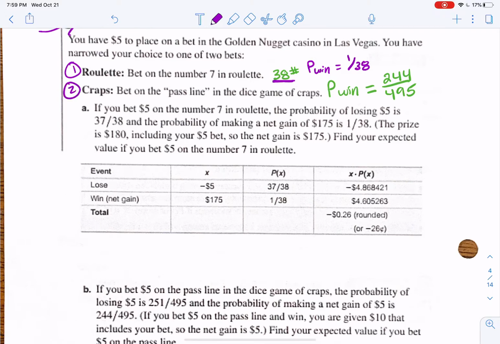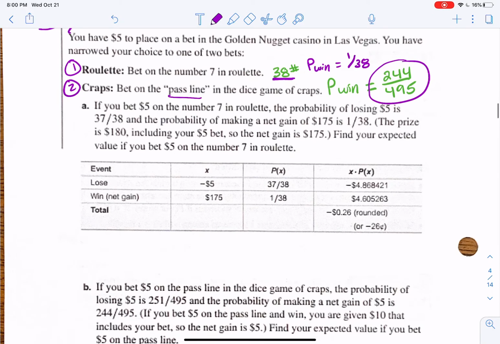The second thing that I could do is go to the craps table and bet on the pass line. I had to look this up as well. The probability of winning on the pass line in the game of craps is 244 out of 495. So it's not quite a 50-50 chance of winning, but it's pretty close to that. Usually the odds are always in favor of the casino, so your probability of winning is always going to be less than half. If it's close to 50-50, they're always going to make it less than 50-50 in your favor so that they make money. So part A is going to discuss the roulette game.